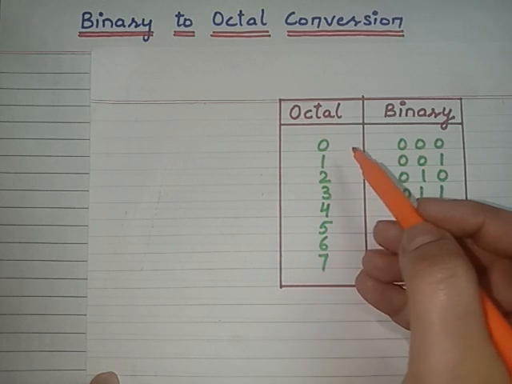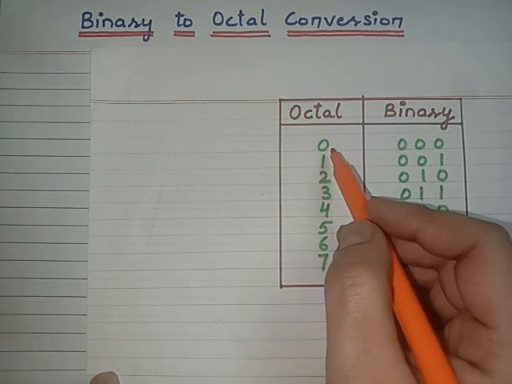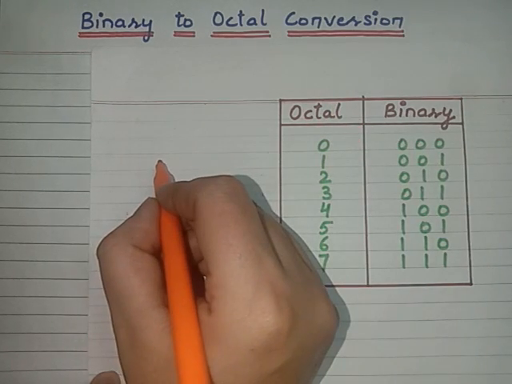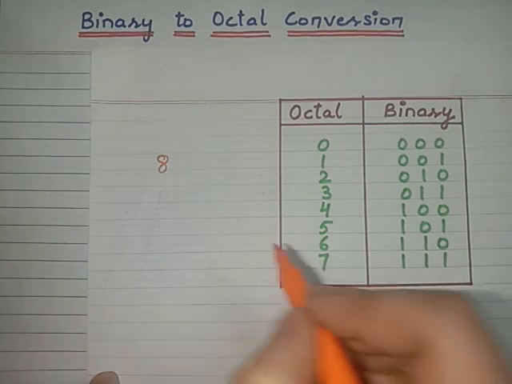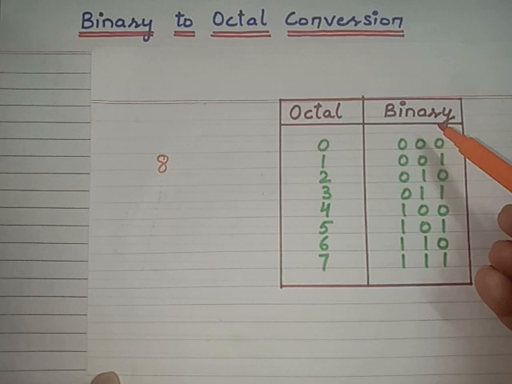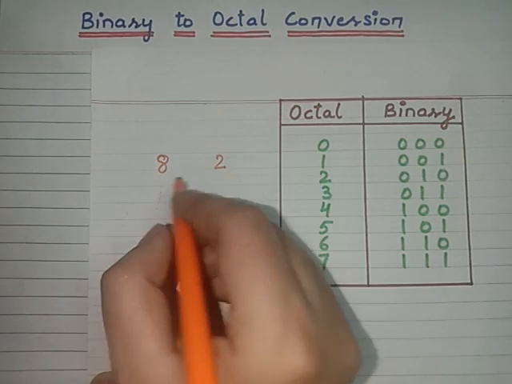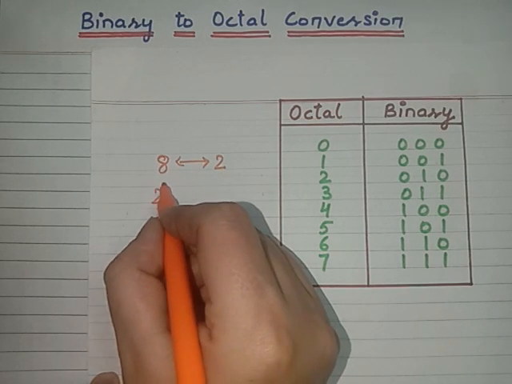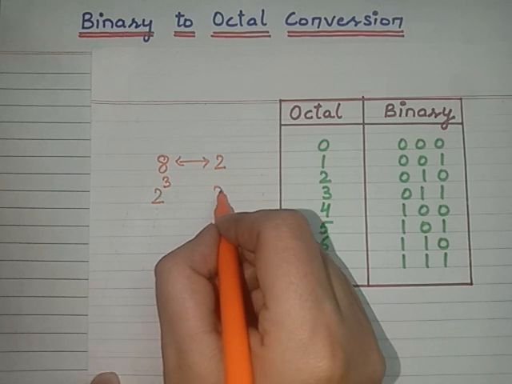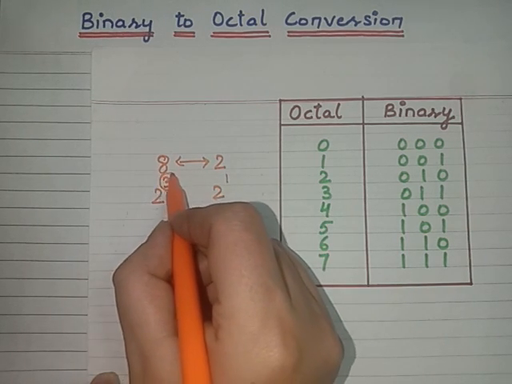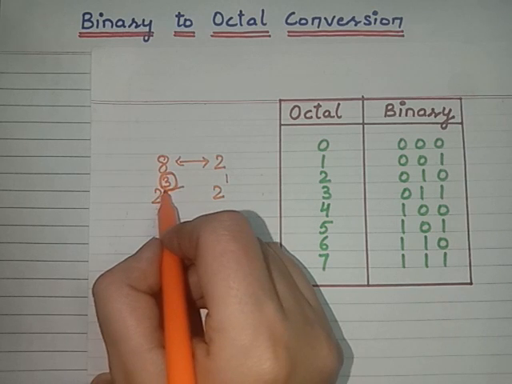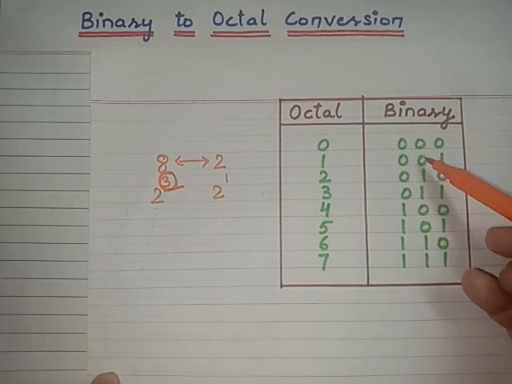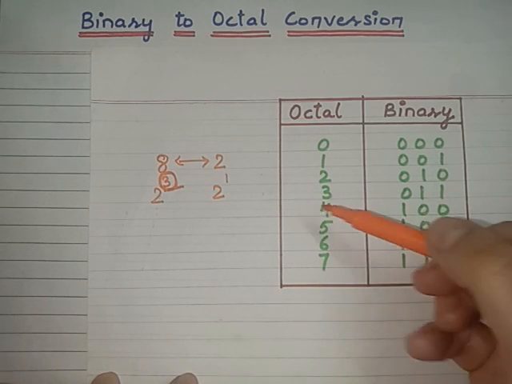Actually, we know that the base or the radix of the octal number system is 8, and the base or the radix of the binary number system is 2. So finding the relation between both number systems, we can conclude that 2 raised to power 3 equals 8, and here it is 2 raised to power 1. So that means we will be needing 3 digits of binary to represent an octal number. That's why we are considering 3 digits of binary to represent an octal number.